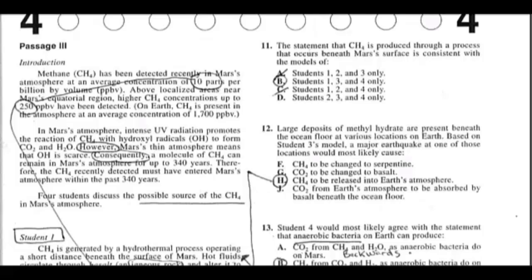What we want to do here is figure out, the gist of the question is about CH4 and where the CH4 is coming from. They're asking us which or how many of the students believe that CH4 is derived from beneath the surface of Mars. So we have to go into each one of these students and find out what they say. So here's the trick. They may say beneath Mars. They may use different words to say the same thing. So let's jump on in and start checking.